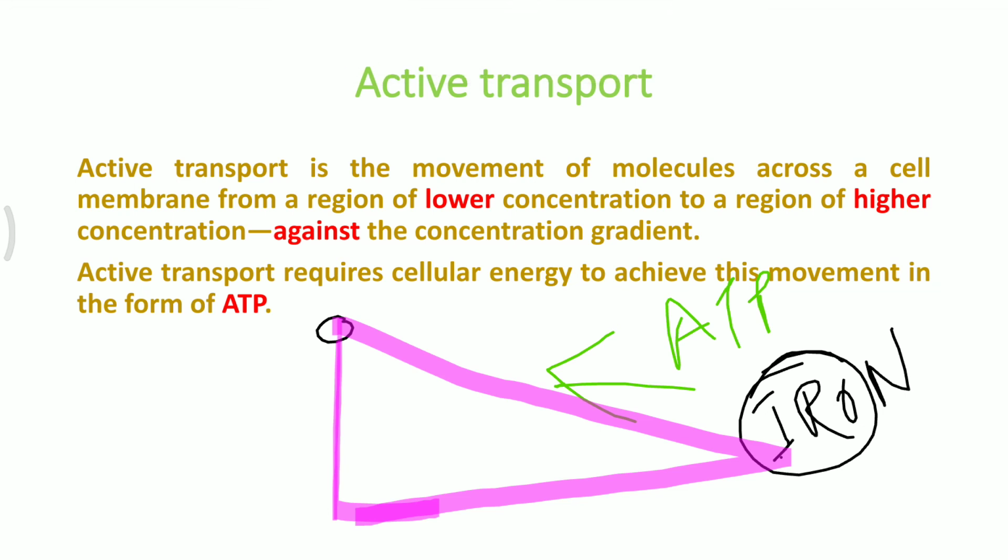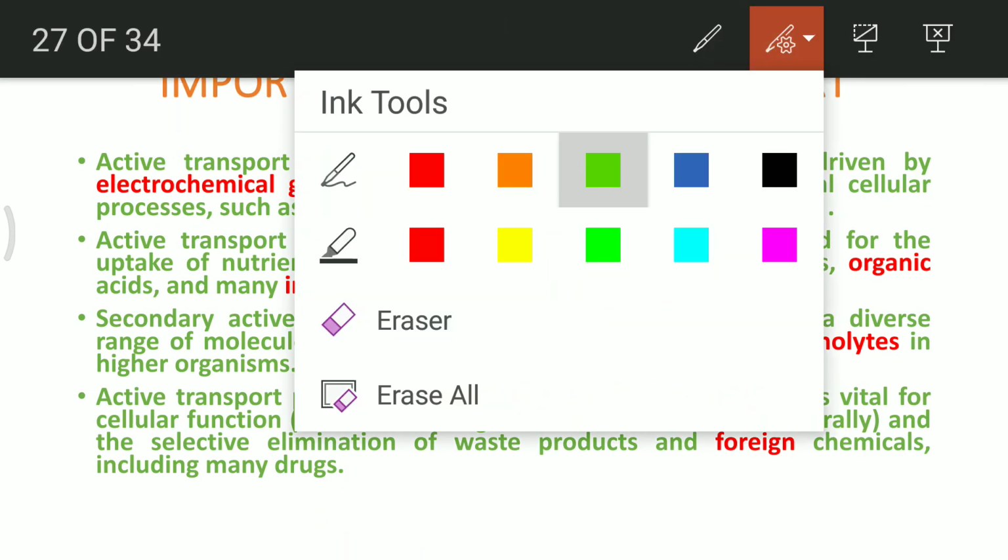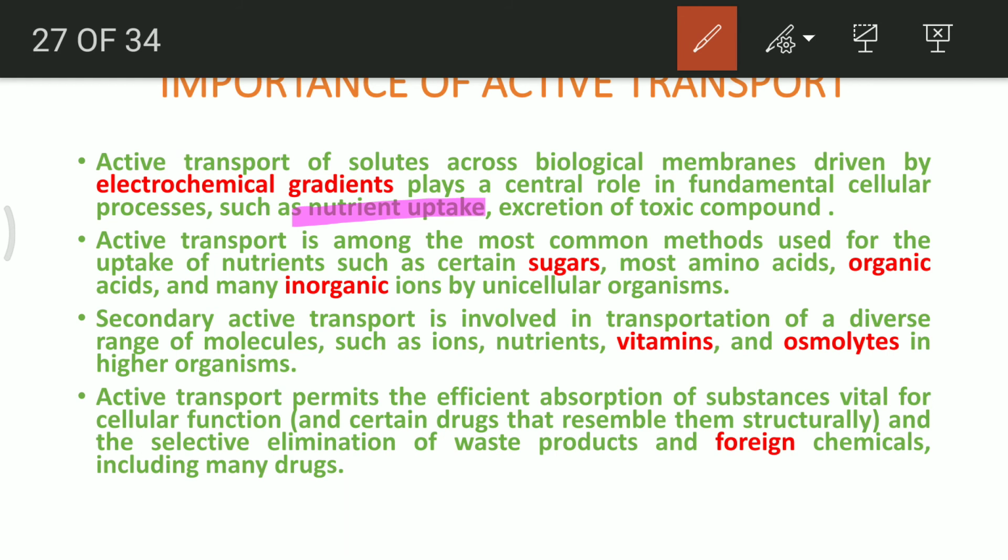In active transport, the movement is from lower concentration to higher concentration against the concentration gradient with the requirement of energy. So ATP is required in order to move any substance from lower concentration to higher concentration. The importance of active transport is it helps in the absorption of nutrients. Yes, the nutrients are taken up with the help of active transport. Sometimes excretion of toxic compounds also occurs because of that.